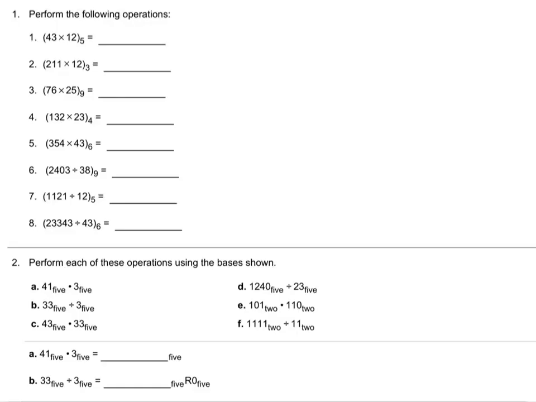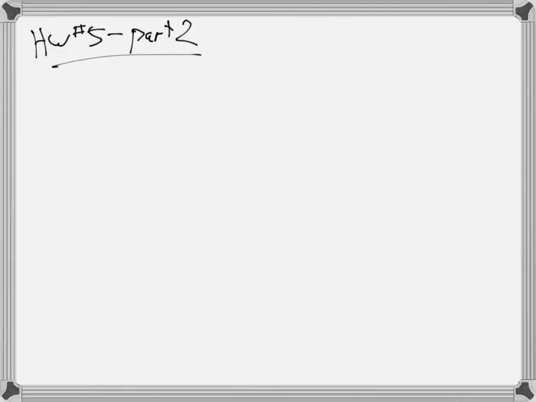Homework number 5. This is part 2. We just barely began last time to talk about it. So let me make one up. You have your ones in the homework there. Let's start with a multiply one again. How about if we take 47 and 36 and multiply in base 8.